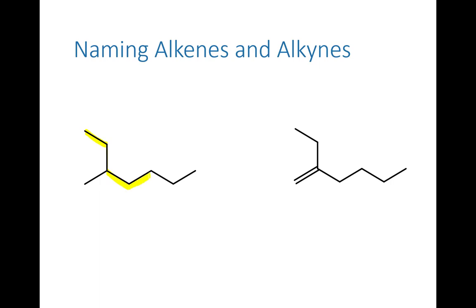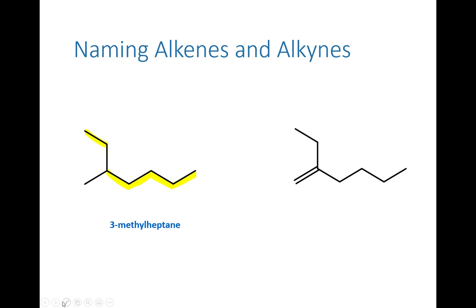So that is the longest chain right there. Okay, and that is a substituent. What do we call those? We call those, again, methyl groups. So this will be 1, 2, 3, 3-methyl heptane.